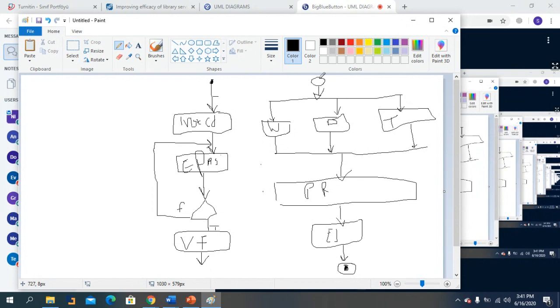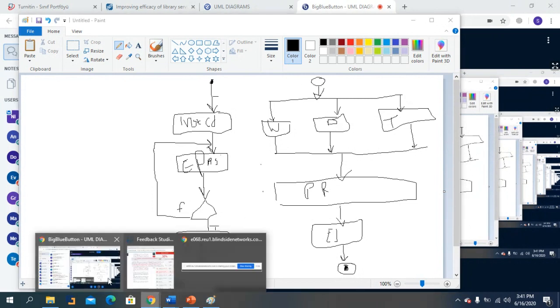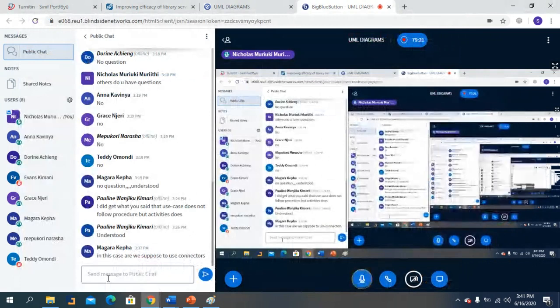It is optional. We don't have any issue when you're using it. You can use it, or we use it the way I have used it. There is no harm when you're using that. So I hope I have responded to that, Kefa.